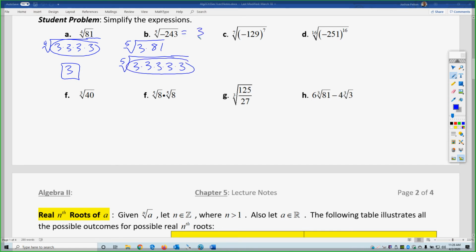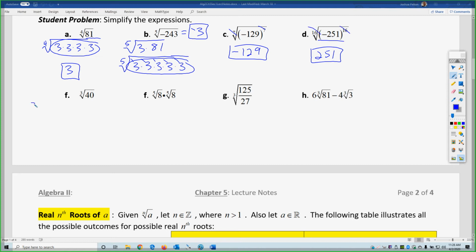For an answer of 3, but this is -3, okay? Because it's really 5 negatives. 5 negatives still make a negative. The next one is -129, because those cancel. This one is 251 positive, because parentheses happen first, because there's always assumed parentheses inside of a radical, whether they're written or not. And an even number of negatives is positive.